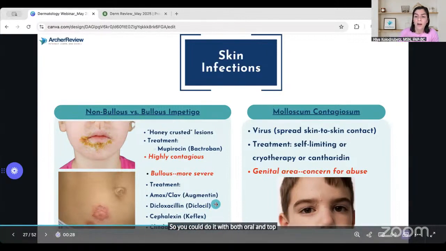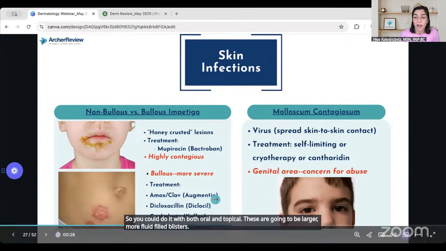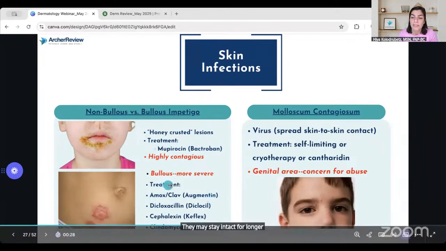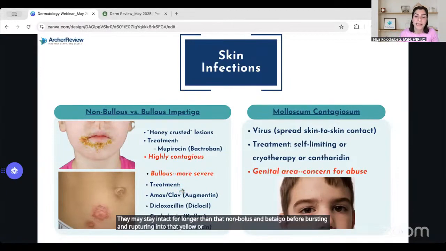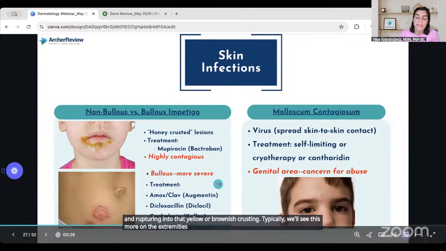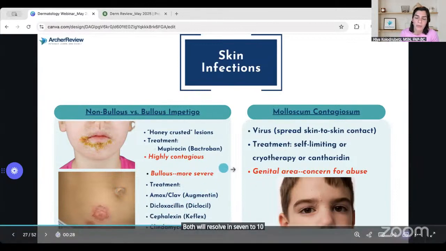These are going to be larger, more fluid-filled blisters. They may stay intact for longer than that non-bullous impetigo before bursting and rupturing into that yellow or brownish crusting. Typically, we'll see this more on the extremities, and we'll probably see more systemic signs and symptoms like fever and swollen glands. That's going to be more common. Both will resolve in 7 to 10 days with the appropriate treatment.